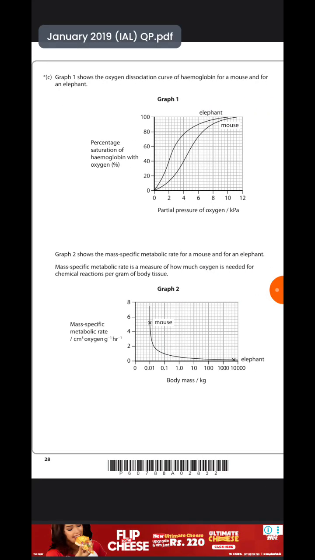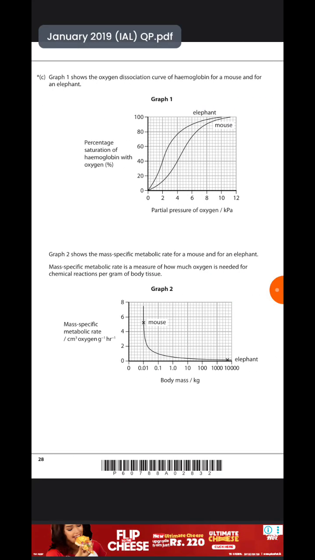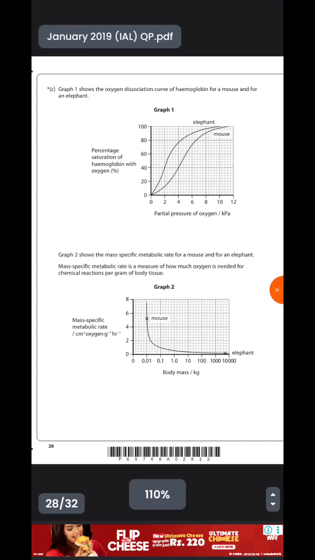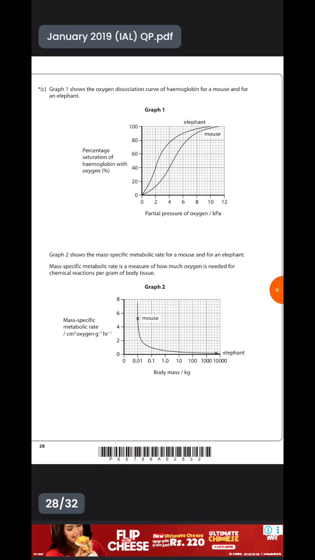Then again asterisk question, part C. Graph 1 shows the oxygen dissociation curve of hemoglobin for a mouse and for an elephant. So here we can see partial pressure of oxygen. Graph 2 shows the mass specific metabolic rate for a mouse and for an elephant. Mass specific metabolic rate is a measure of how much oxygen is needed for chemical reactions per gram of body tissue.